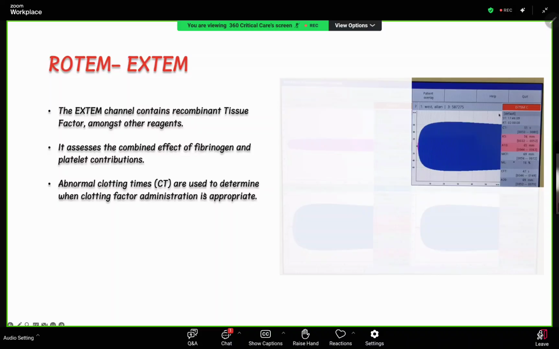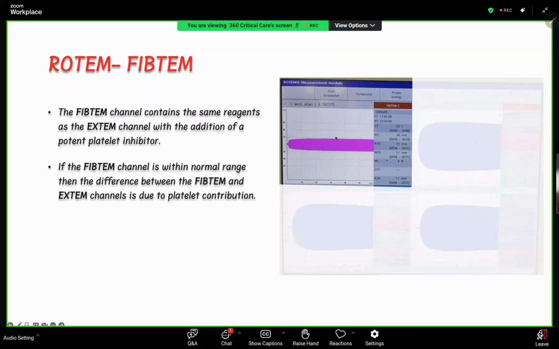Abnormal clotting times are used to determine if there is a clotting factor administration requirement. So it also looks at clotting factor deficiency. So fibrinogen, platelets, and clotting factor. Three things can be seen here. Okay. The next one is FibTem, or the fibrinogen channel. The FibTem channel contains the same reagent as ExTem, but in addition to that, it inhibits the platelets. So the platelet effects are neutralized here, and whatever you see in this channel is because of fibrinogen. So FibTem looks at the effect of fibrinogen.